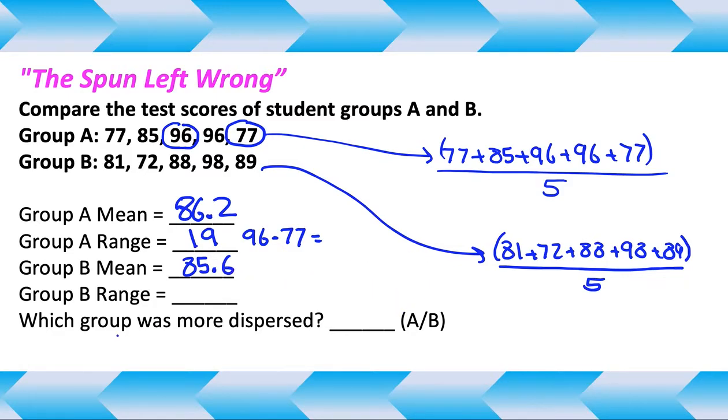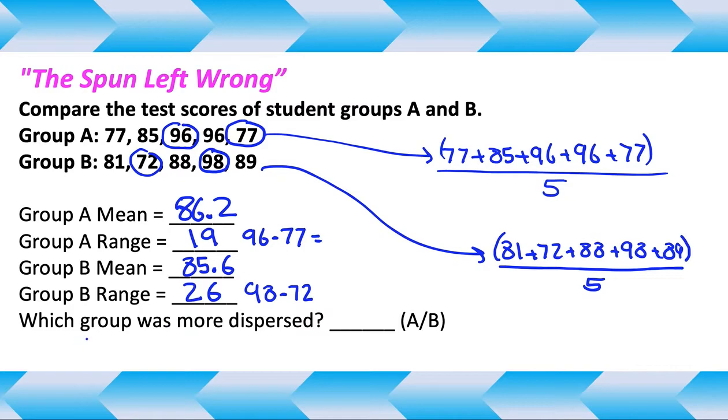We have to find the range of group B. Great range. The largest number was a 98. Good job. And then the minimum was a 72. So we do 98 minus 72. When we subtract those, we get 26 for the range.